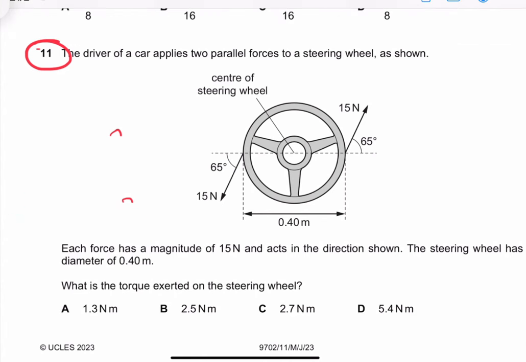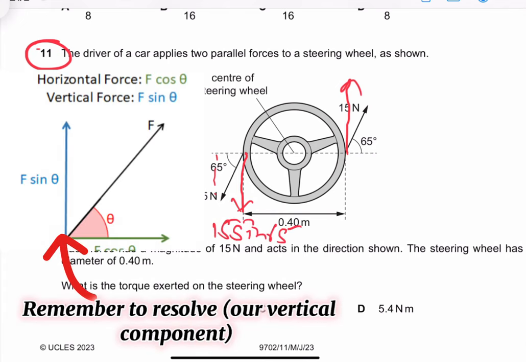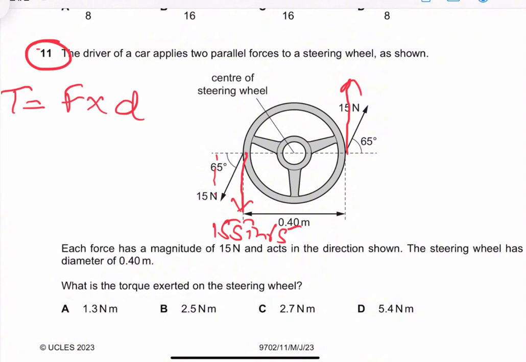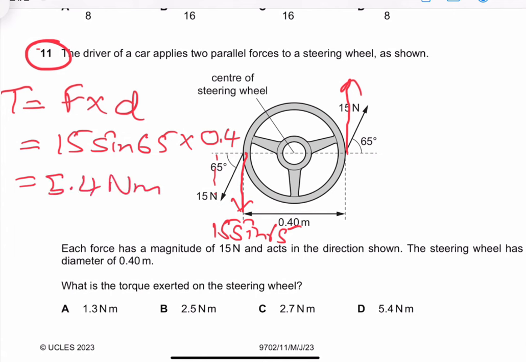Okay, so from our question, we're given that we have two forces, this force and that force. So they have to be parallel and they have to be acting in opposite directions. So what we do is we resolve this into this component and resolve this into this component. And this is the sine component of this one. This is our hypotenuse. So this will be 15 sine of 65. And we know that to find the torque, it's equal to the force multiplied by the distance. And it's 15 sine of 65 multiplied by the distance of 0.4. We get an answer of approximately 5.4 Newton meters. And our answer becomes D.